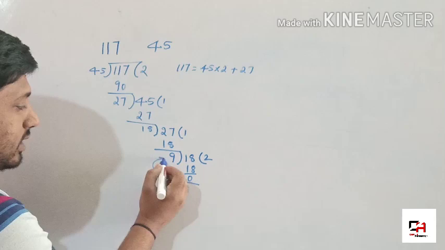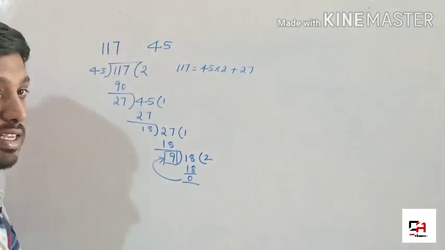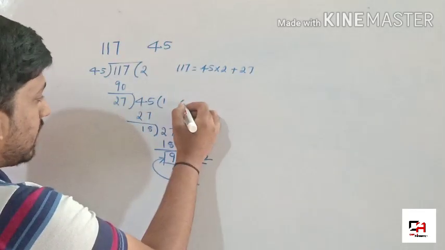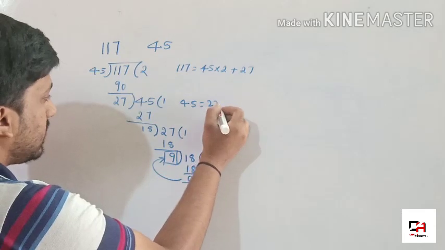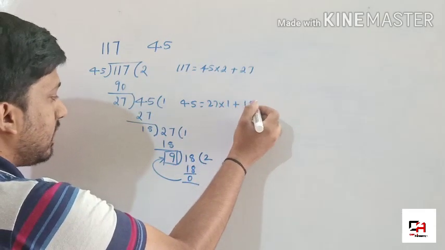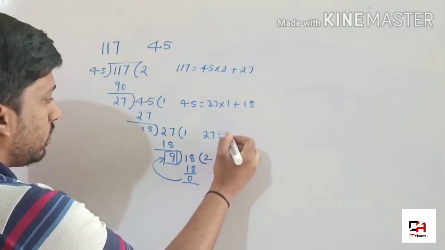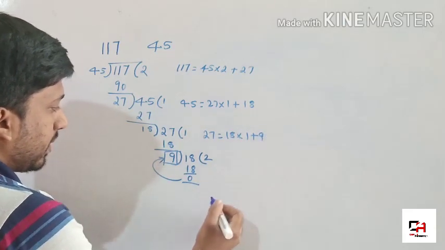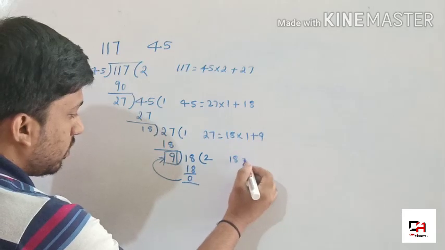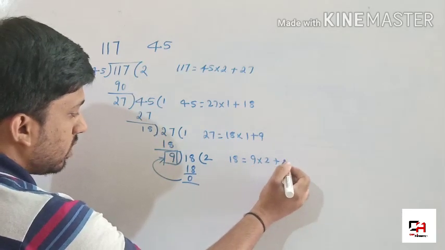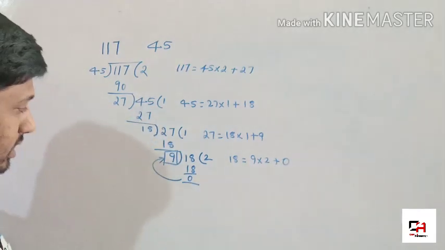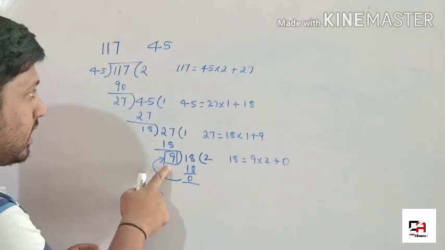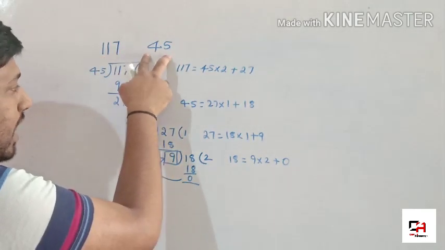Then obviously this is the HCF. 9 is the HCF. We will be writing the division lemma. 45 is equal to 27 into 1 plus 18. 27 is equal to 18 into 1 plus 9. Again here 18 is equal to 9 into 2 plus 0. So this is the HCF.